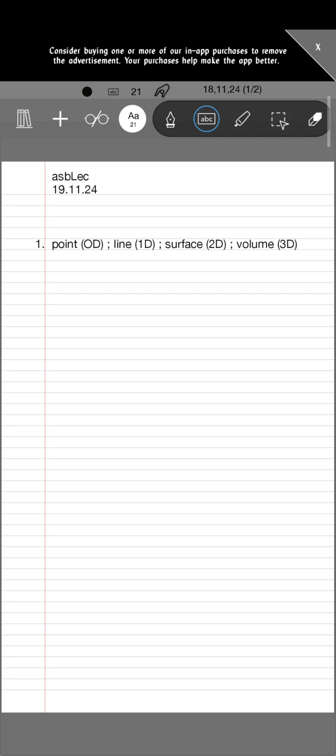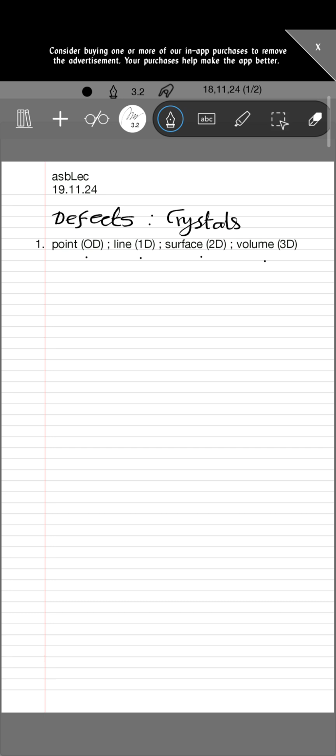Hello students, so today we will be mainly discussing defects in crystalline materials. Now we can categorize the defects into either a point defect or a line defect or a surface defect or a volume defect.